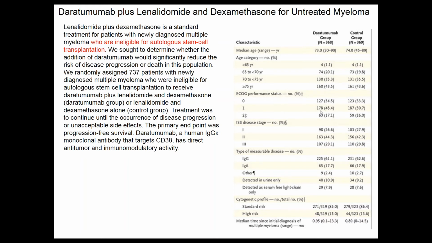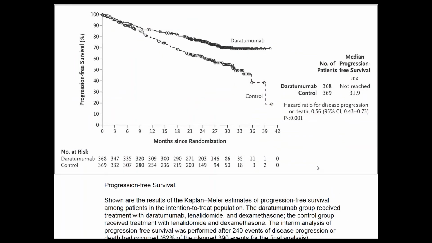We can look at their degree of performance status deprivation and whether it's IgG, IgA myeloma, or other types, and the randomization was successful. And what we can see here, this is progression-free survival, and this is almost over 3 years out, and we can see that the group that got the antibody against CD38, in addition to the other two treatments, did substantially better in terms of progression-free survival compared to the control group.